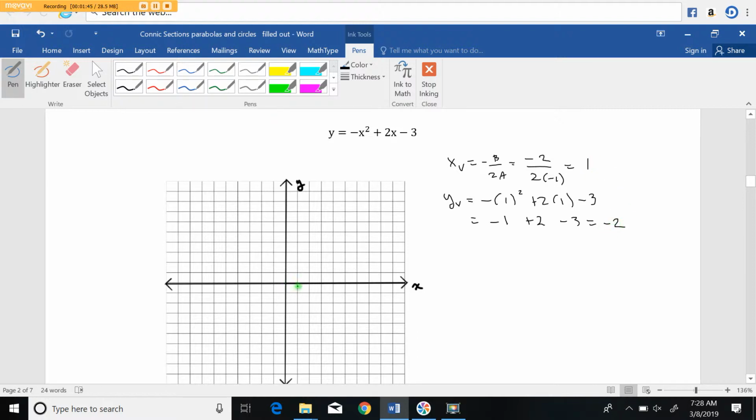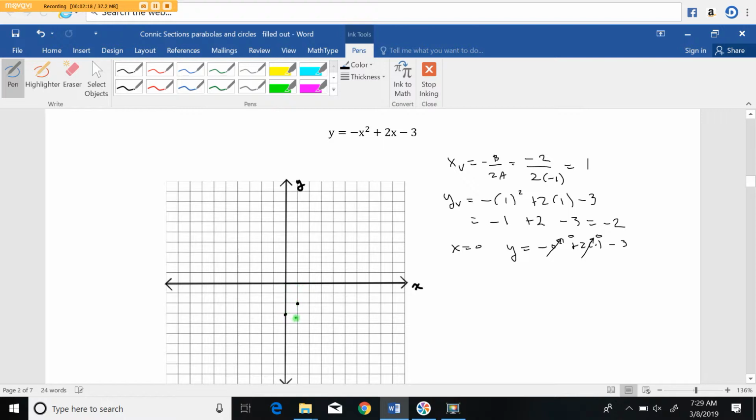So we go 1 and then 2 down, put a dot. Now, we know this thing's going to open down, so it's going to look something like this. The y-intercept would be a nice, easy point to grab. If x is equal to 0, y is going to equal 0 minus 0 squared, plus 2 times 0 minus 3. You notice that's a 0, that's a 0, negative 3. So 0 and then 1, 2, 3 down.